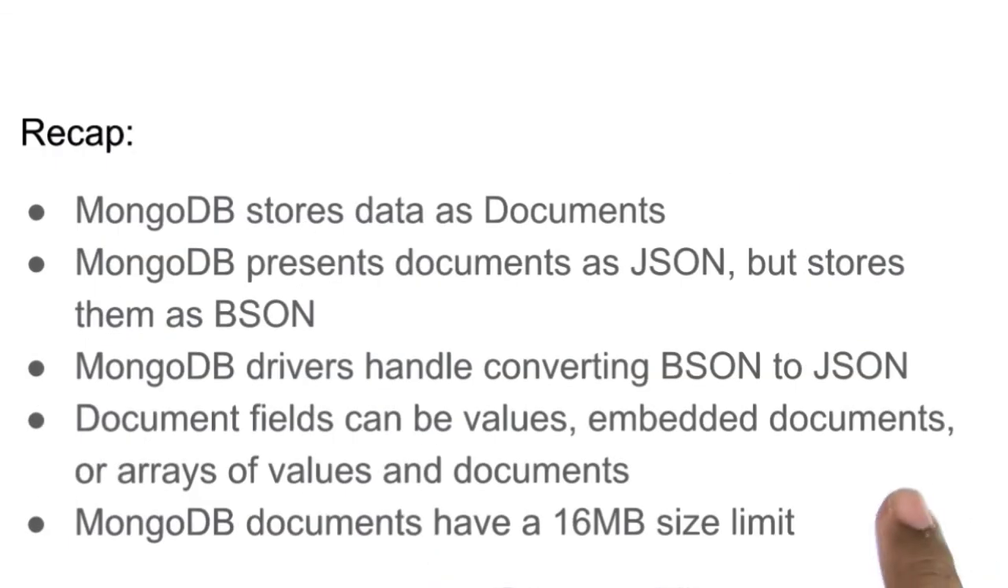Let's recap. MongoDB stores data as documents. Documents are stored as BSON but translated to JSON by the client drivers. Document fields can be values, an embedded document, or an array of values or documents. Finally, MongoDB documents have a 16 megabyte limit.